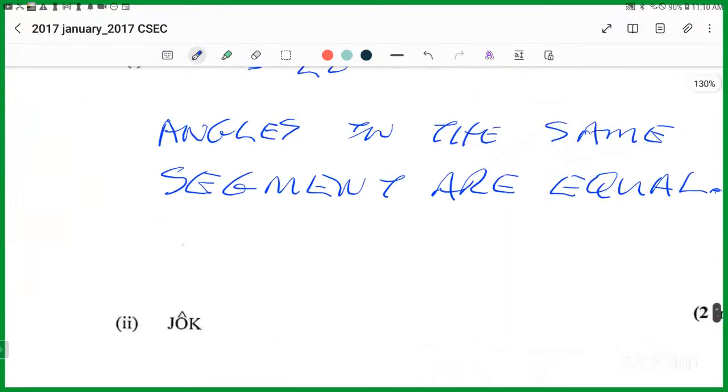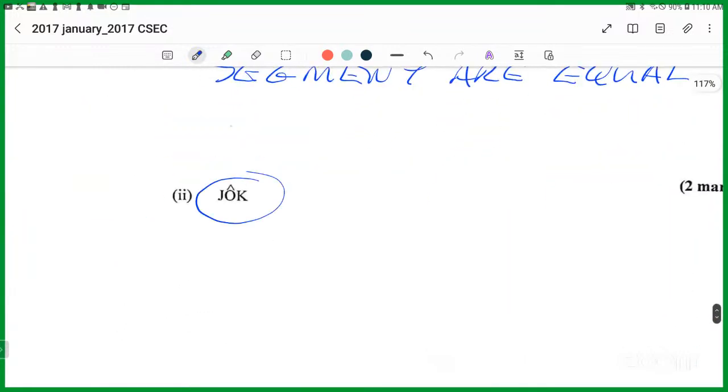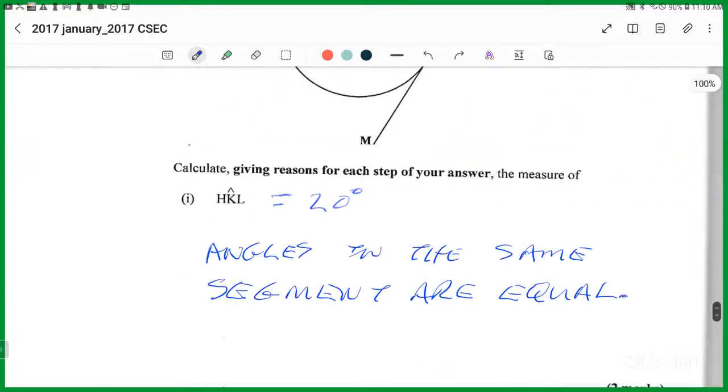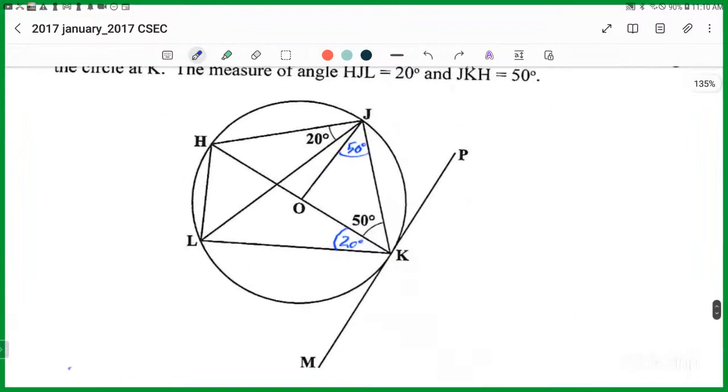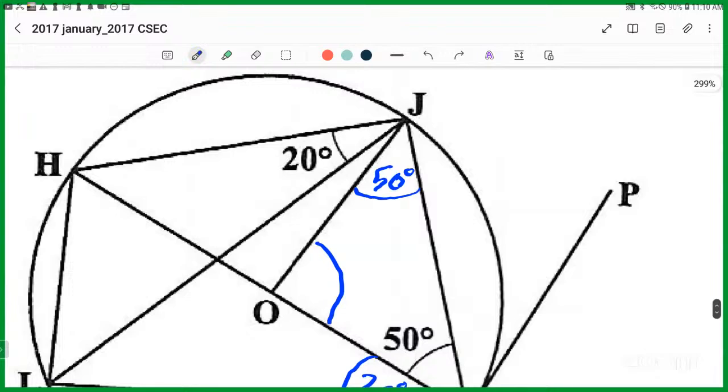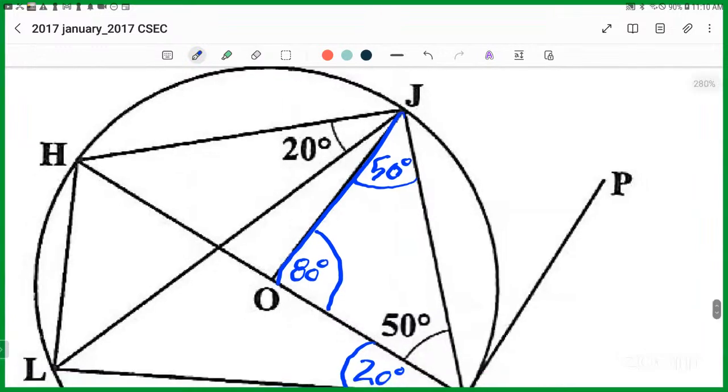Next question says JOK, that's the angle at the center. So that's this angle right here at the center. What's inside this triangle? Well, these two angles add up to 100, so this one must be 80. The total angle in a triangle is 180, so this angle here must be 80 degrees. That's if we're working with this isosceles triangle.